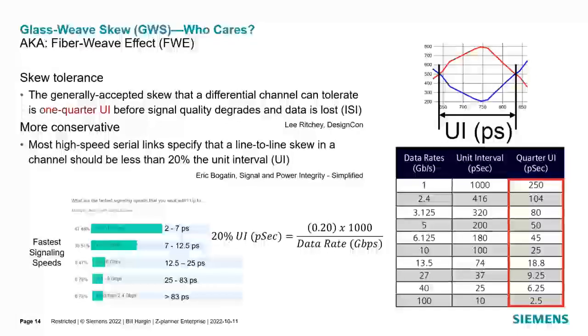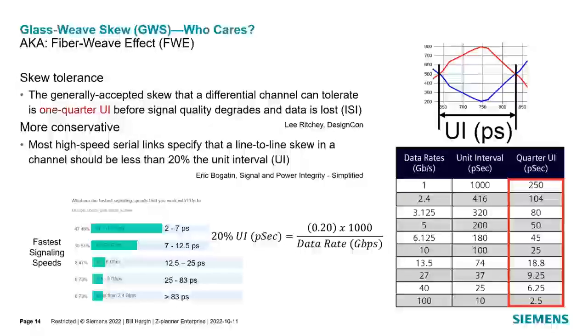Let's address the who cares topic that I brought up earlier in the agenda slide, skew tolerance. I've seen a couple of different rules for skew tolerance used in the industry. Lee Ritchie has talked a number of times. He tends to use 25% or 1/4 of a unit interval before signal quality degrades and intersymbol interference occurs. And it's conceptually logical if you think of a unit interval and a bit. If you take 25% of that and you've got 25% skew, the chance of intersymbol interference is pretty high.